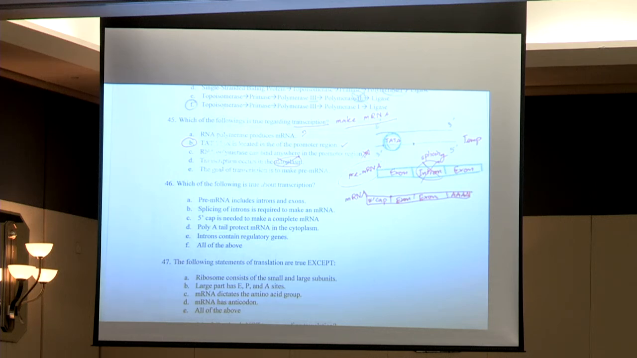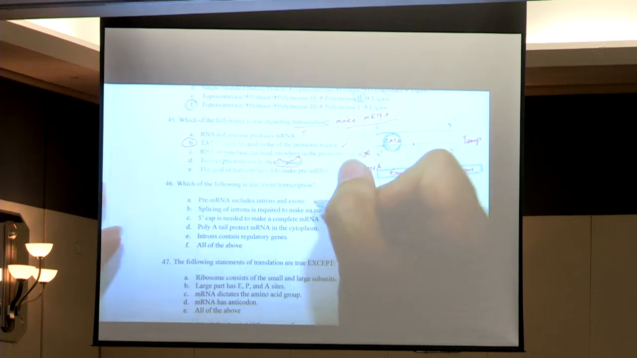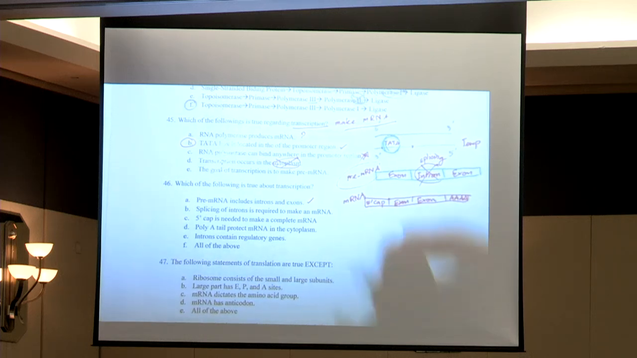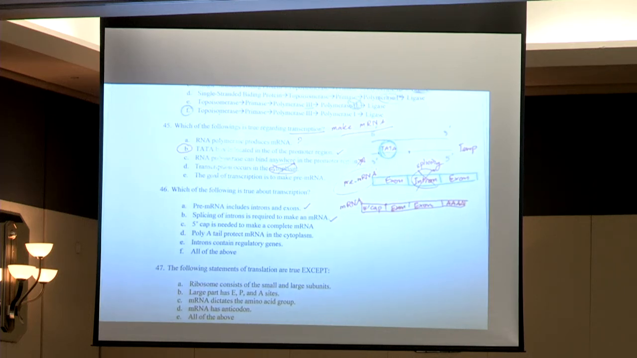Pre-mRNA includes intron and exon, right? That's correct; we just covered that. So what's the difference between intron and exon? Exon includes the coding, but intron doesn't. Intron is a regulatory section. That's important, so make sure you know that. Splicing the intron is required to make mRNA. We just talked about that. The 5' cap is needed to make a complete mRNA. That's correct. Poly A tail protects mRNA in the cytoplasm.